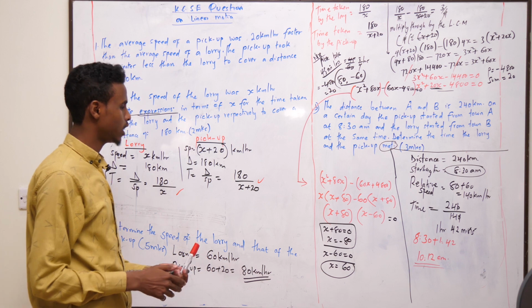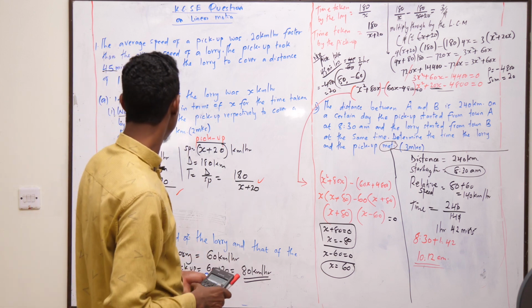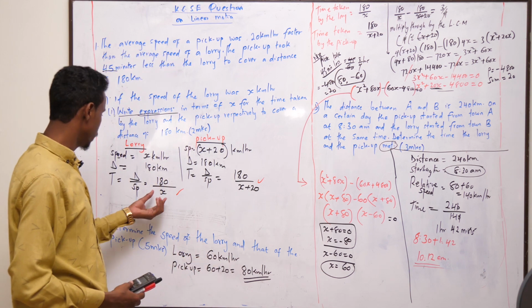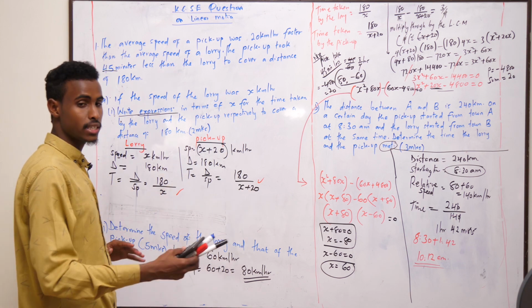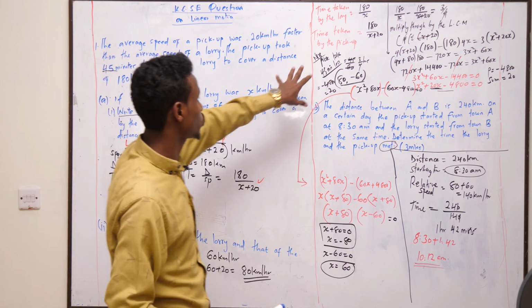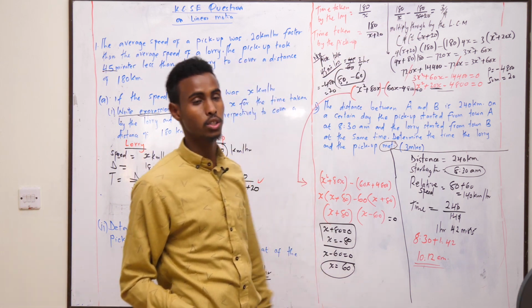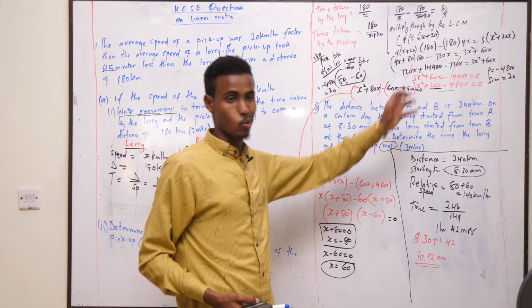Now, if I do a review of whatever I've done, it's very simple. Once you get the time taken by the lorry and the time taken by the pickup, and you know the difference in the time taken, you just put that into the quadratic equation. You solve the quadratic equation.